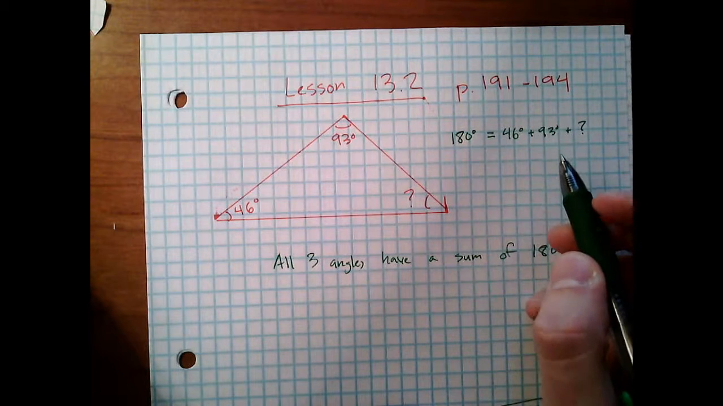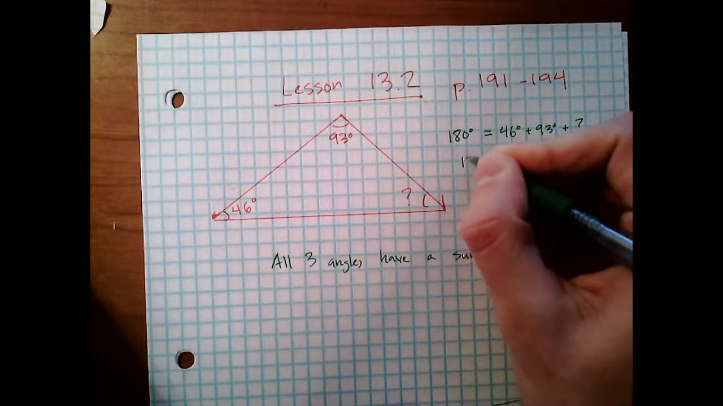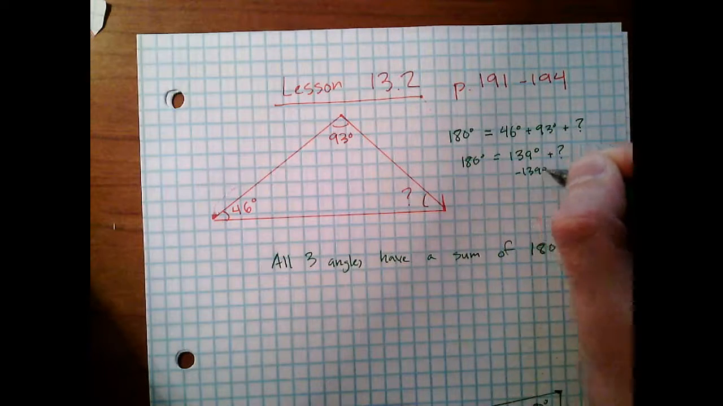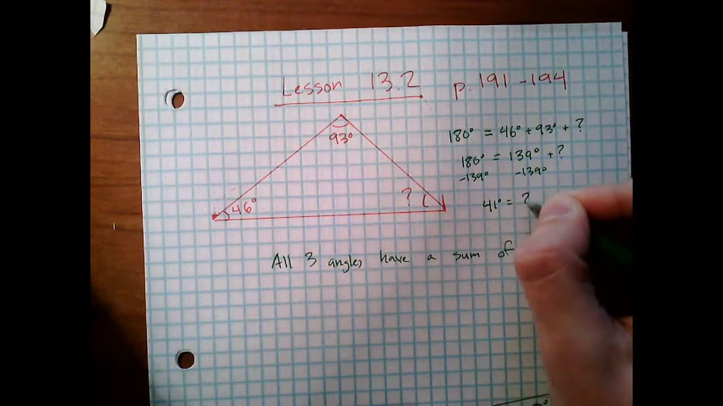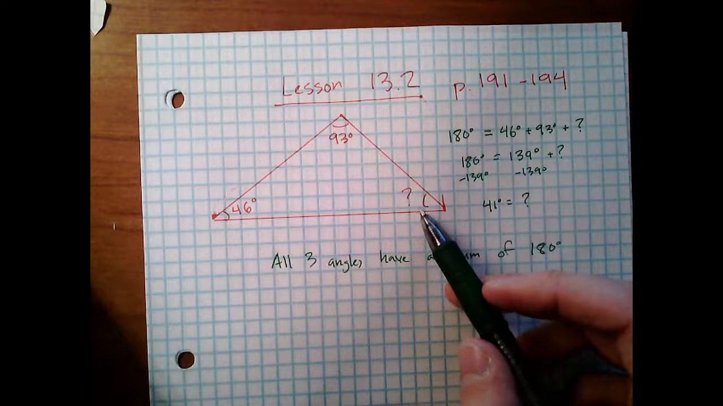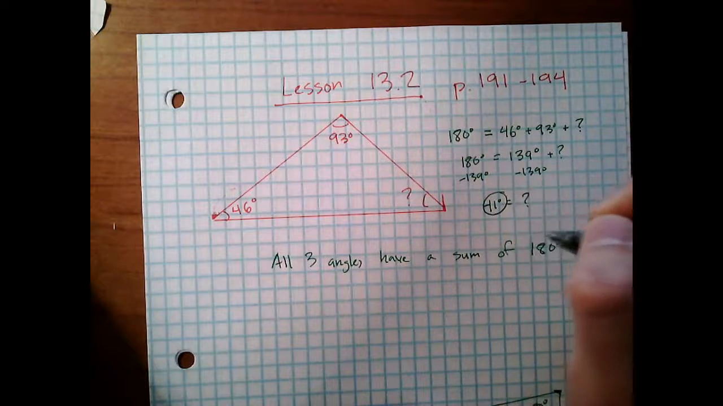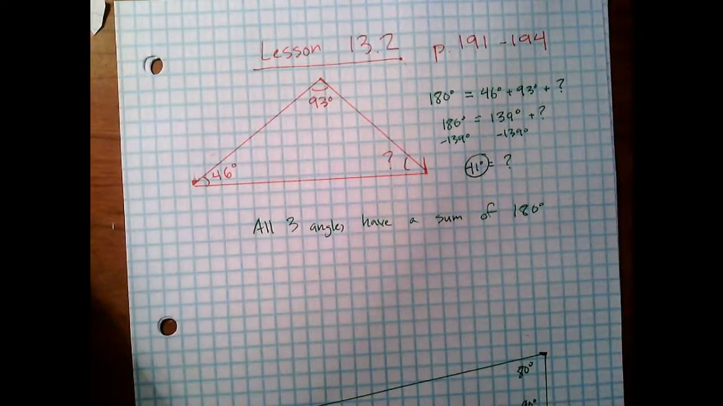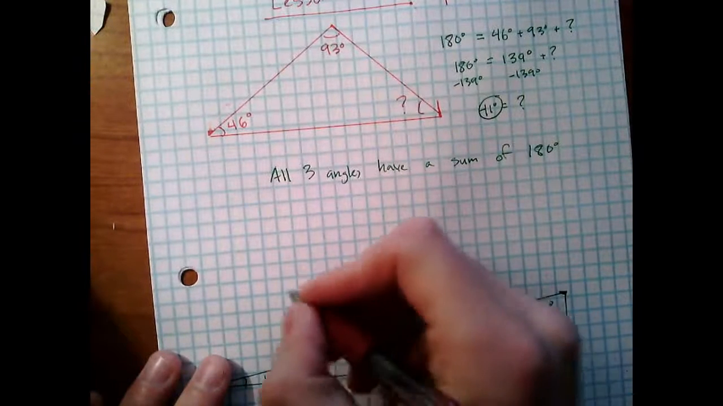46 and 93 together are 139 degrees. Means 180 degrees equals 139 plus question mark. Subtract 139 from both sides, and I'm left with 41 degrees is equal to the question mark. Now, does that make sense looking at this triangle? Yeah, these are almost the same size, and this is acute. So yes, 41 degrees would make sense. And that brings a little bit more proof to our new theory, that all three angles of a triangle added up equal 180 degrees.